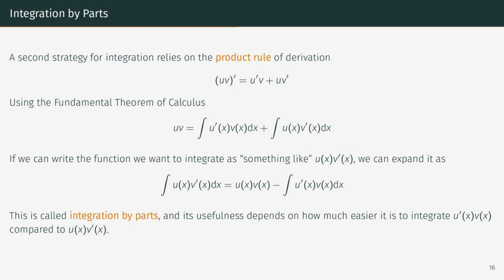This is called integration by parts, and its usefulness depends on how much easier it is to integrate u prime of x times v of x compared to u of x times v prime of x.